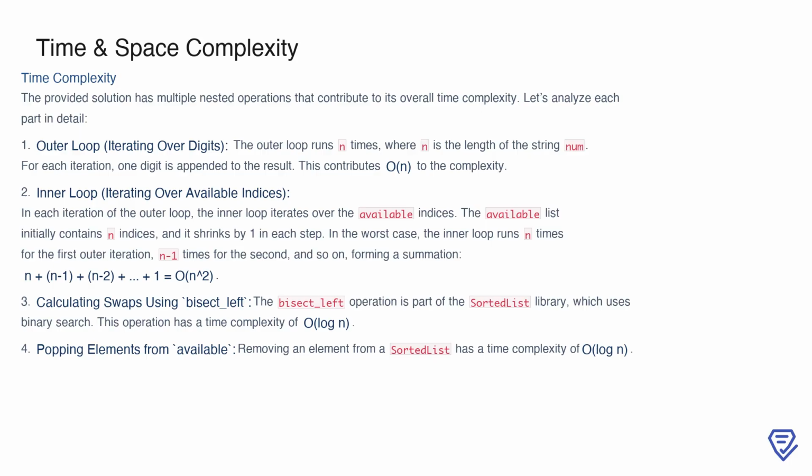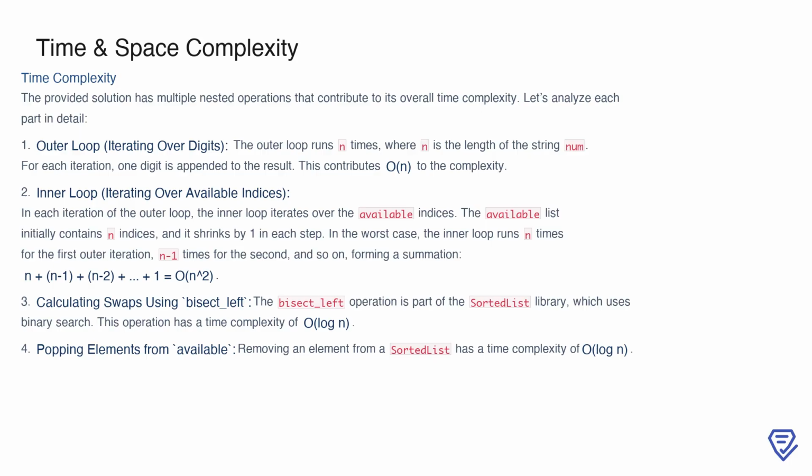Next, within the outer loop, there's an inner loop that iterates over the available indices. Initially, the available list contains all n indices, but it shrinks by 1 index after each iteration. This means that in the worst case, the inner loop runs n times for the first digit, n-1 times for the second, and so on, resulting in a summation of n plus n-1 plus n-2 down to 1. This summation simplifies to O(n squared).